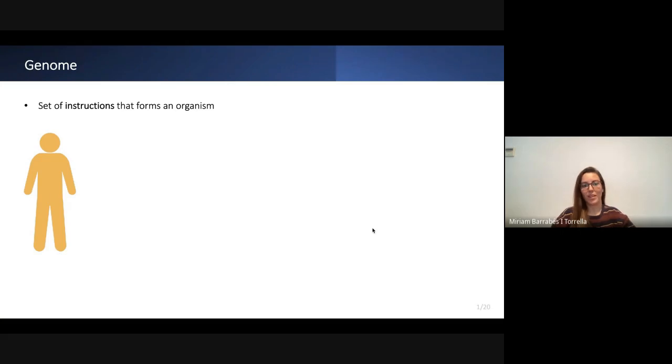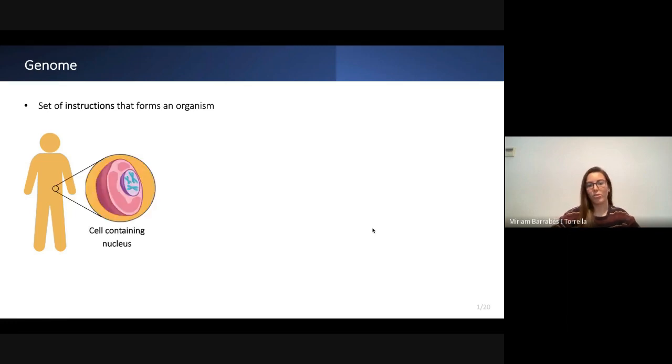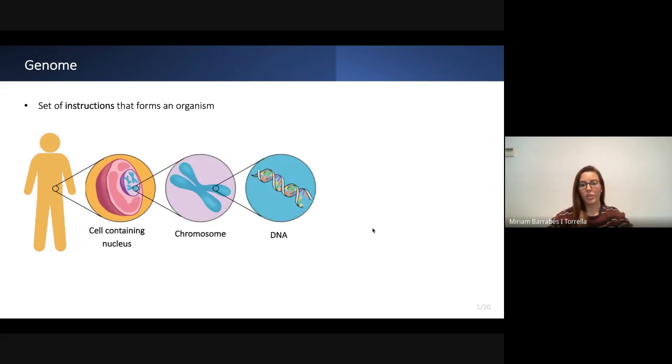So the genome is the set of instructions that forms an organism. An organism is made of cells which contain the nucleus, and the nucleus contains the chromosomes. And the chromosomes are made of DNA material. DNA has two strands that form a helix, and DNA has a sequence of base pairs: adenine, which always pairs with thymine, and cytosine, which always pairs with guanine.